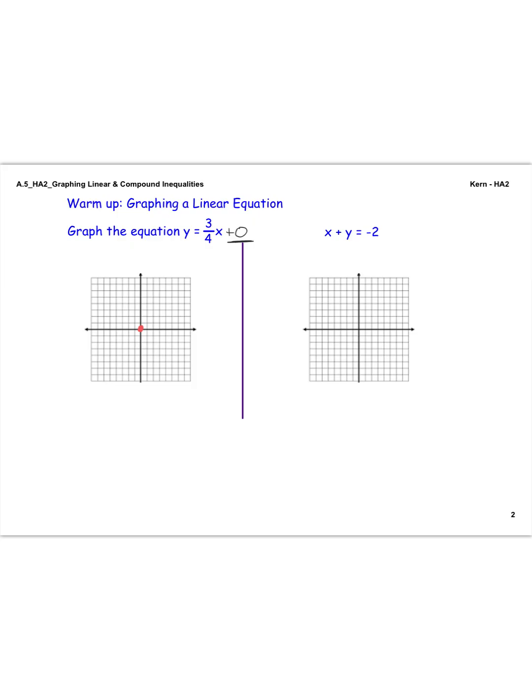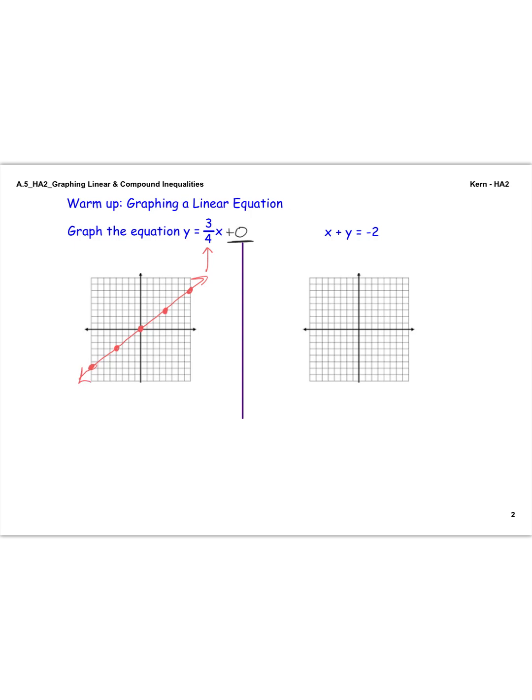And then the slope is your rise over run. So that's the number that's with the x. And from the y-intercept, you're going to go up 3 over 4. So you're really just counting here, and I'm going to go up 3, 1, 2, 3, over 4 again. And I'm going to go in the opposite direction as well, because I want my line to completely cover the coordinate plane. Okay, and then we're just going to connect the dots. So that is how you graph a line.